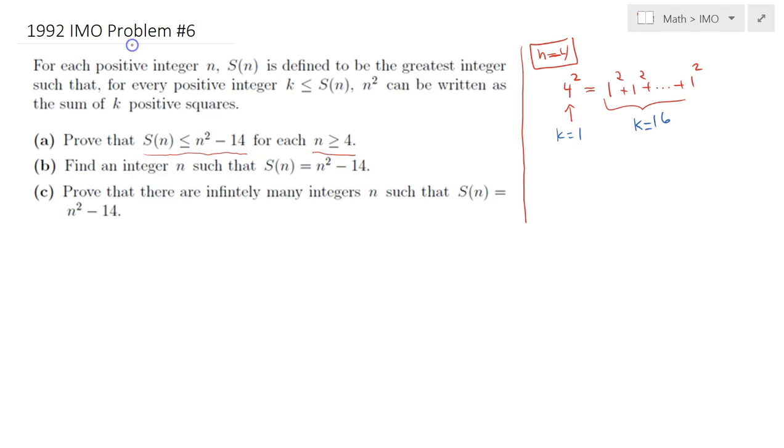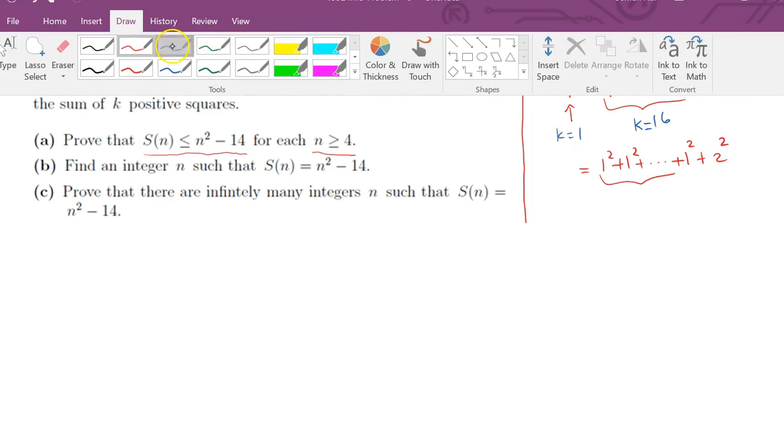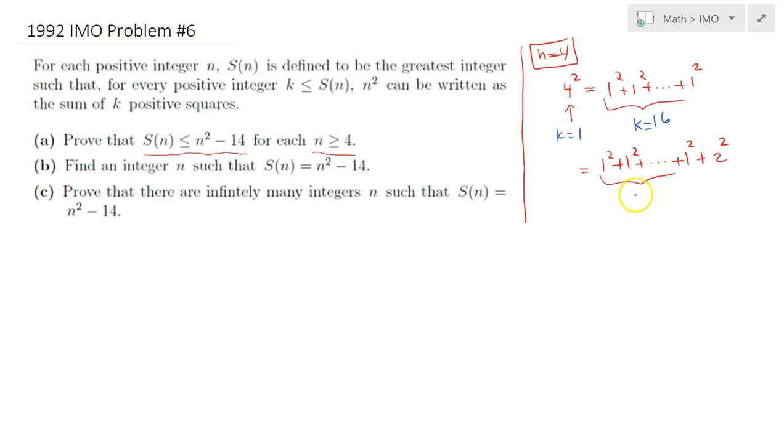Let's keep trying. So how else can I write this 16 here? Well, we can get rid of some of the 1 squares, right? For instance, with a 2 square, so I can still keep a bunch of 1 squares. How many of them? 12 of them. And then I can add a 2 square, right? So as a result, we have 12 of them here plus another one here, for a total of k equal to 13.